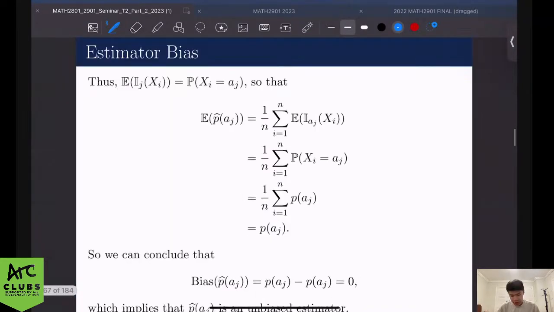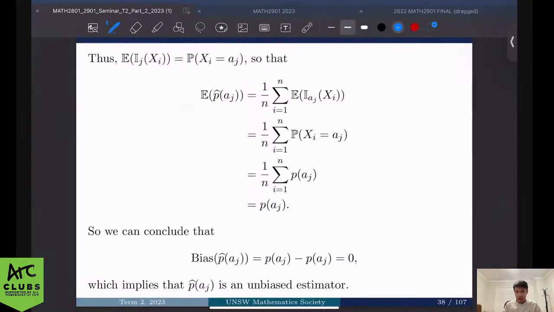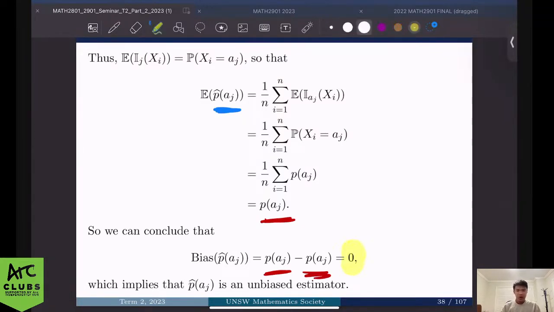The next step of the question was just to finish off, to make sure you get the answer. You calculated the expectation. The estimator has expectation equal to what it's estimating. So the bias would be this minus that, which equals 0. And so that's an unbiased estimator.